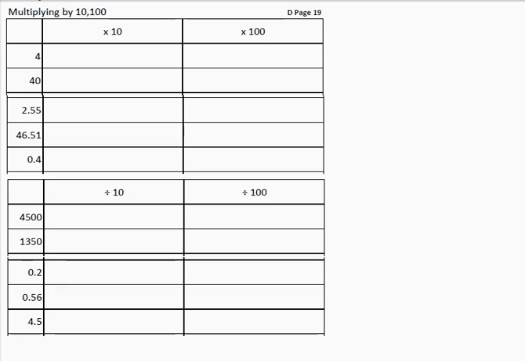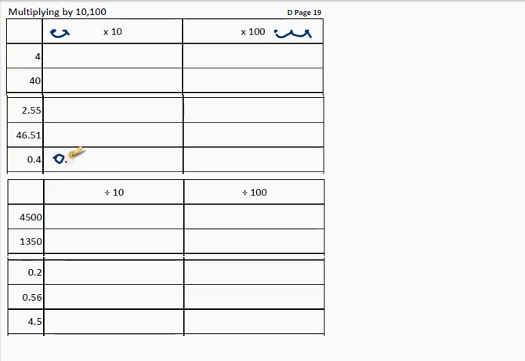Okay, let's get started with timesing by 10 and 100. When you times by 10, you're going to take the decimal point and move it to the right one space. When you times by 100, you're going to take the decimal point and move it 2 spaces. Let's see how that works. Let's do 0.4 times 10.